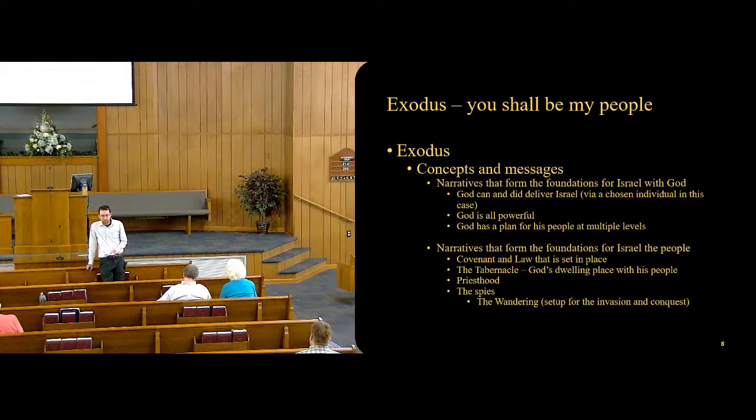One thing it's doing with the Exodus is showing that God can and does deliver Israel when they need it. And of course, in this case, it's with a chosen individual, with Moses. It shows that God is all-powerful, another message we can see through this. The 10 plagues. What more could you ask for a show of God's power than the plagues and how those play out? Also, the way I thought about this is that God has a plan for his people, but he has it at multiple levels.